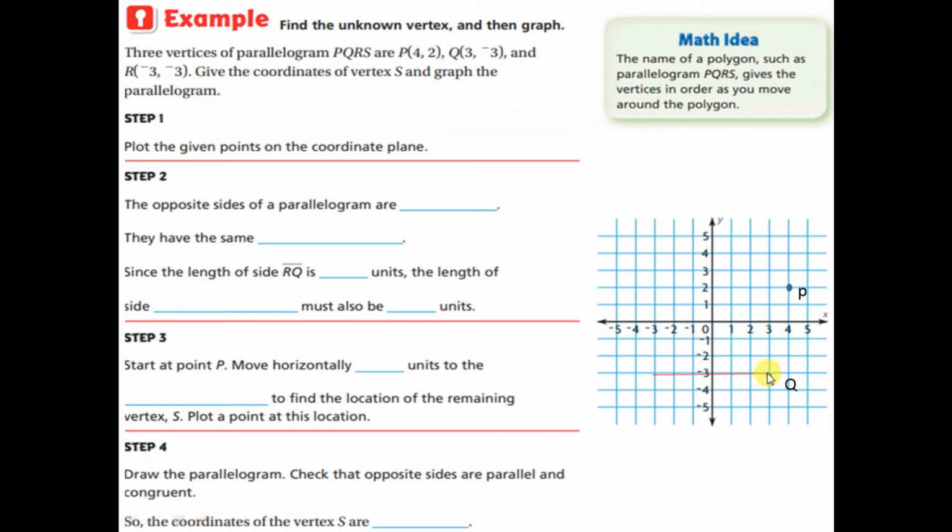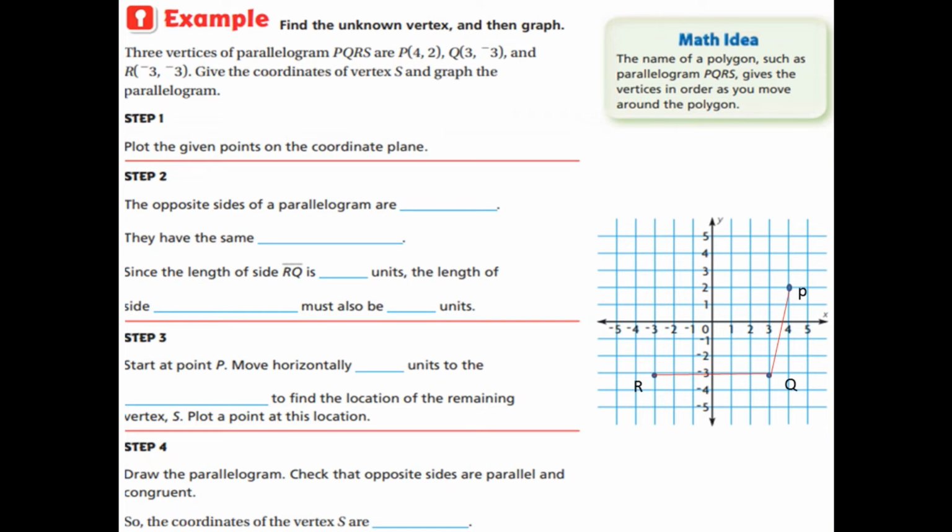Q. R. R is minus 3, minus 3. So we start from the origin. We go to the left this time because it's minus 3. Then up or down, it's minus 3, so it will be down. So the point is here. It's RQ. Okay. So let's draw the two known sides of the parallelogram.